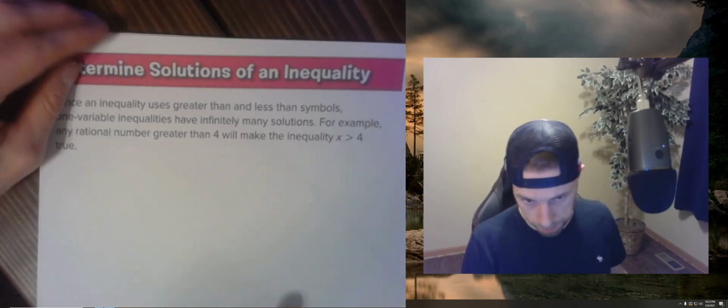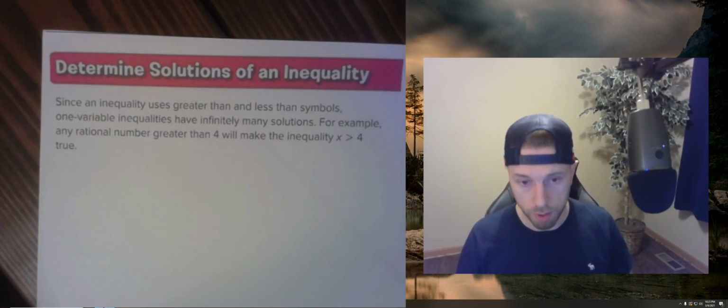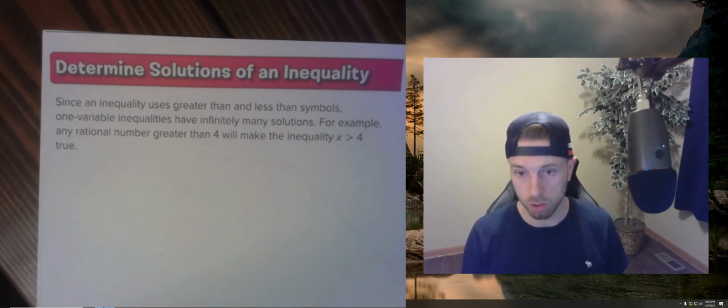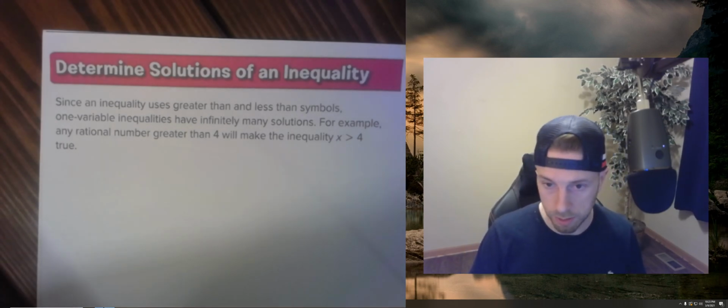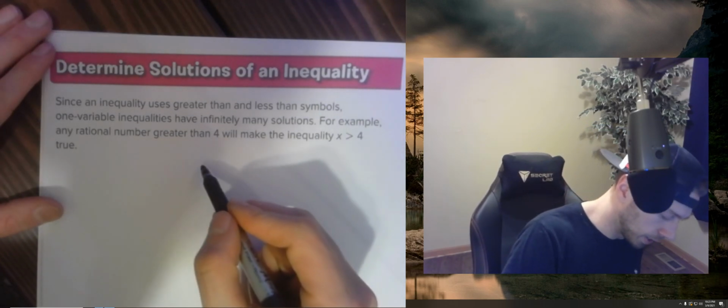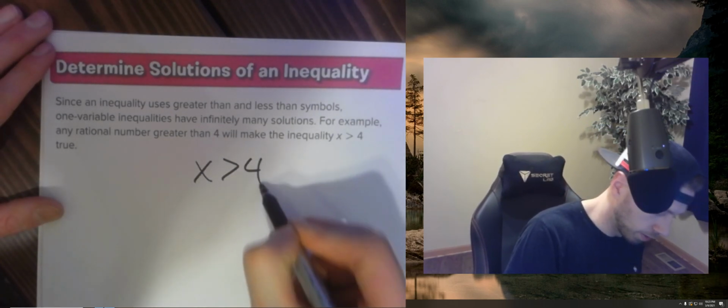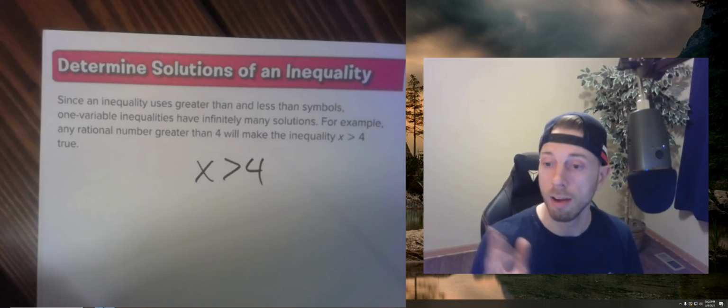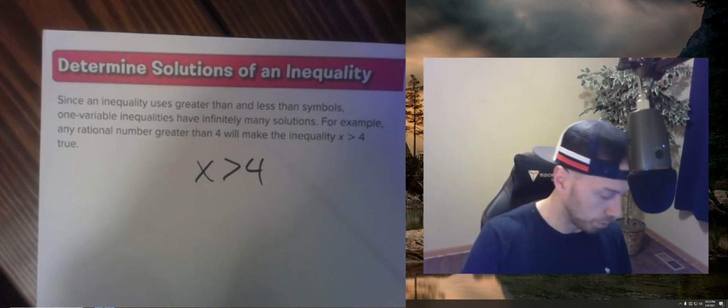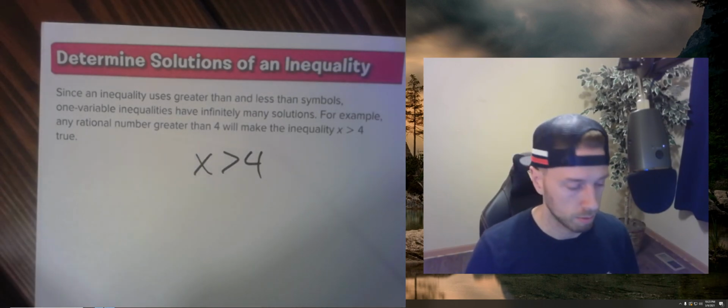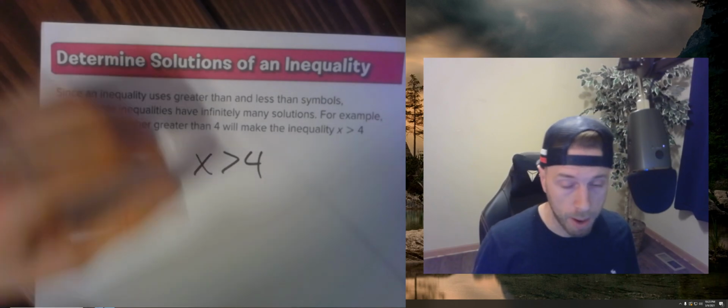Since inequalities use greater than and less than symbols, one variable inequalities have infinitely many solutions. So what this means is I could give you an inequality that says x is greater than 4. And I could say, what does x equal? And then you could just repeat back to me, well, it could be 5. And would that be true? Would 5 be greater than 4? Absolutely. And then somebody else might say, it could be 6. That would be a true statement as well. It could be 7, could be 8, could be 9. It literally could be any number that's bigger than 4, which is an infinite amount of answers.